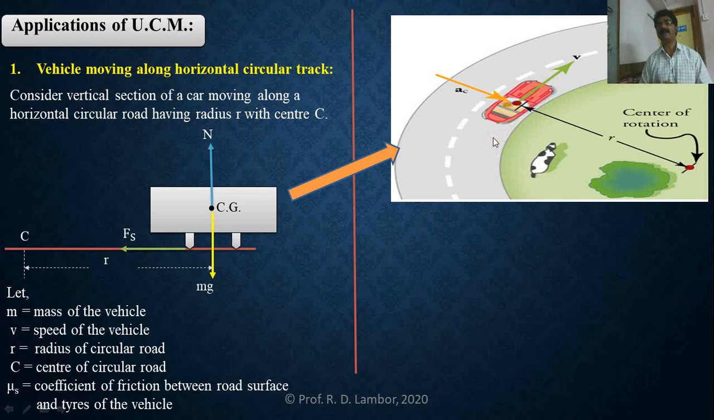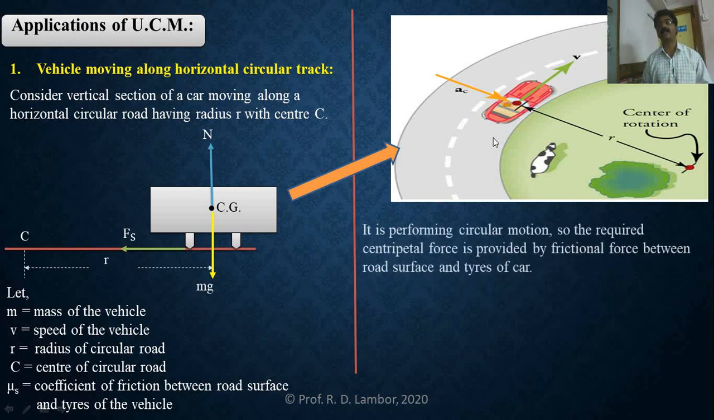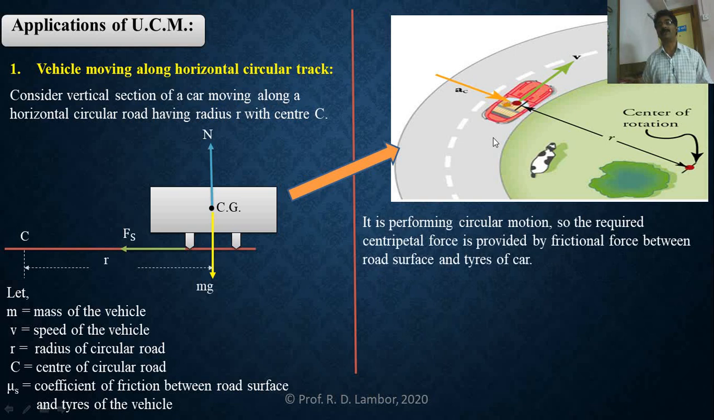So we got the answer. For successful circular motion of a car along the horizontal circular track, the centripetal force is provided by the frictional force between the road surface and the tires of the car.